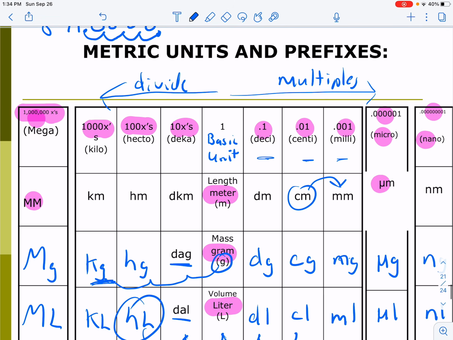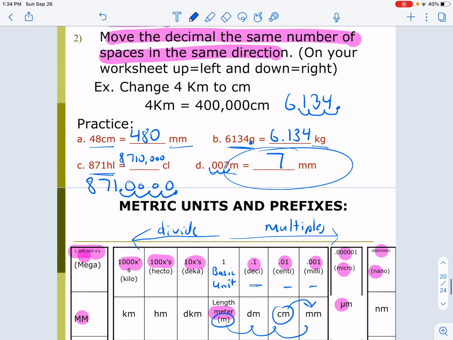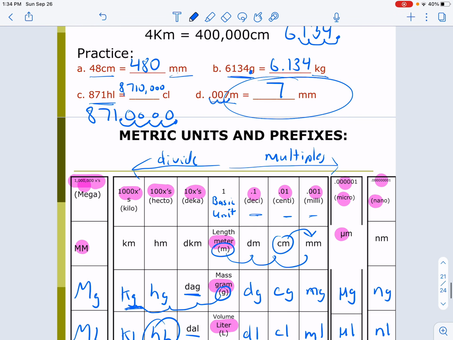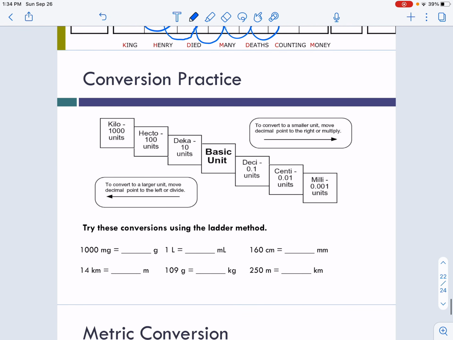All right, next one, 0.007 meters to millimeters. So I'm at meters, and I want to go 1, 2, 3 places to the right. So if I move my decimal 3 places to the right, that's easy enough. 1, 2, 3, that's 7 millimeters. So we can convert from one unit to the next by using this simple little chart, this metric unit prefix diagram that I've given you that you've copied down. Please go ahead and do these 6 problems now.